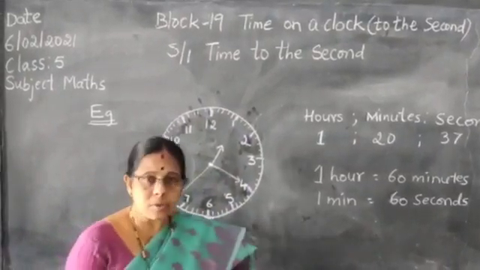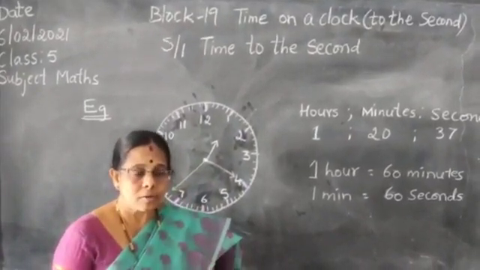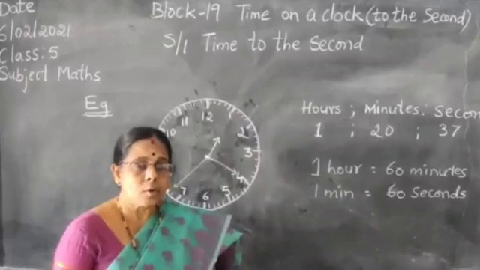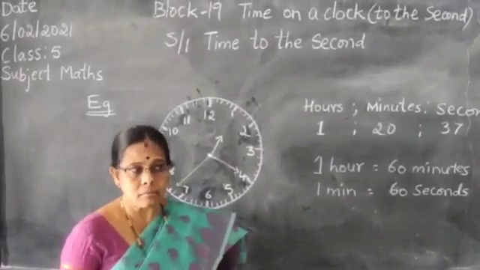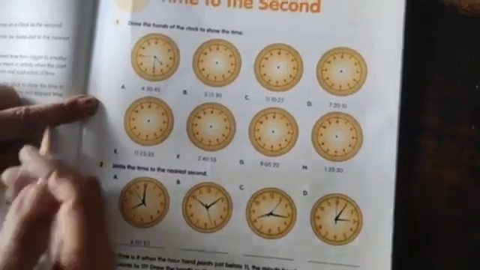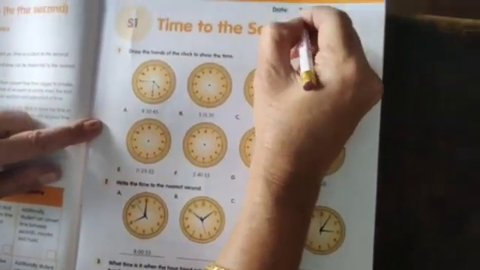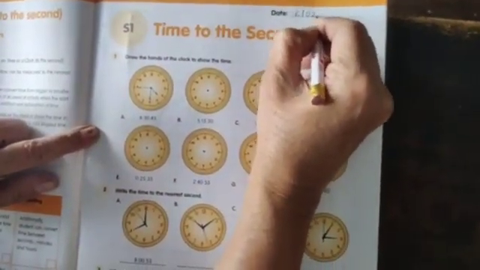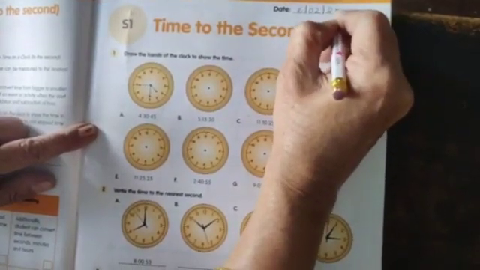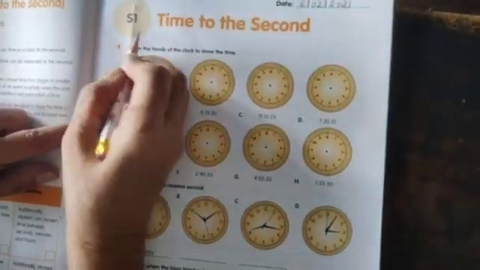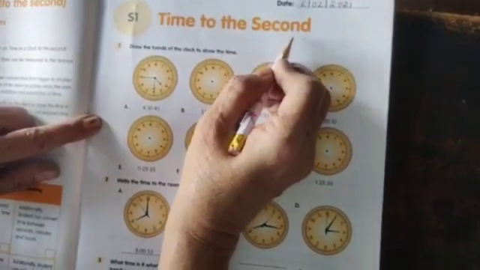Now open your workbook, children. Now we'll do workbook sums. Are you ready with pencil, scale, eraser? Write the date, 6/2/2021. S1, time to the second.